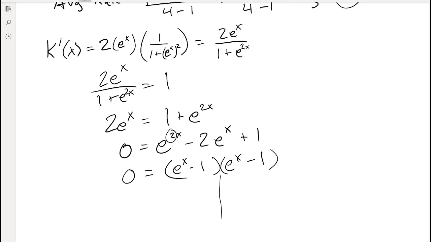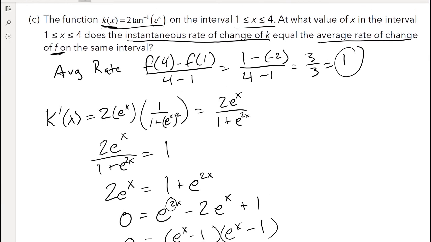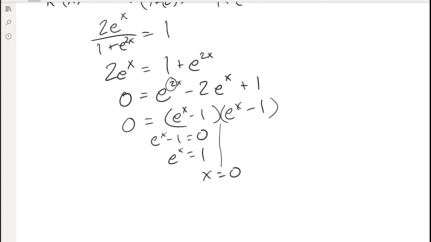Anyways, solving this, you'll get e to the x minus 1 is equal to 0, so e to the x equals 1. When does e to the x equal 1? Well, that means that x has to be equal to 0 for that to be the case. e to the 0 is equal to 1. So that's how they get x equal to 0 for this problem. And that's when your k of x has the same instantaneous rate as the average rate of change. But the only problem with that is that the interval we're working with is from 1 to 4, and my answer is not on that interval from 1 to 4.